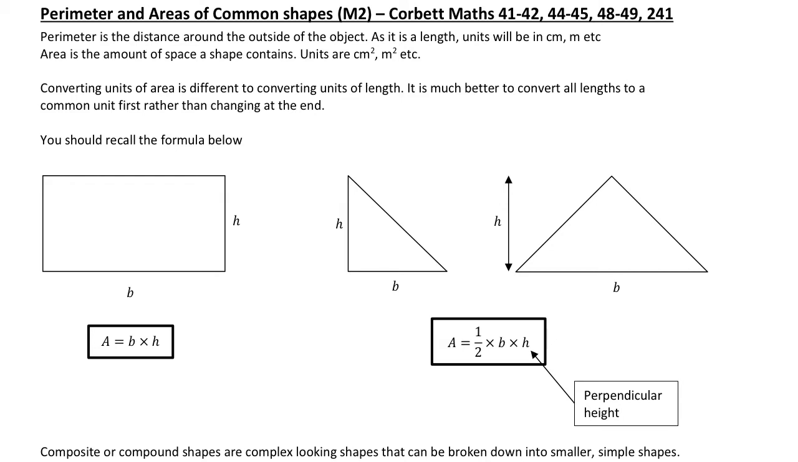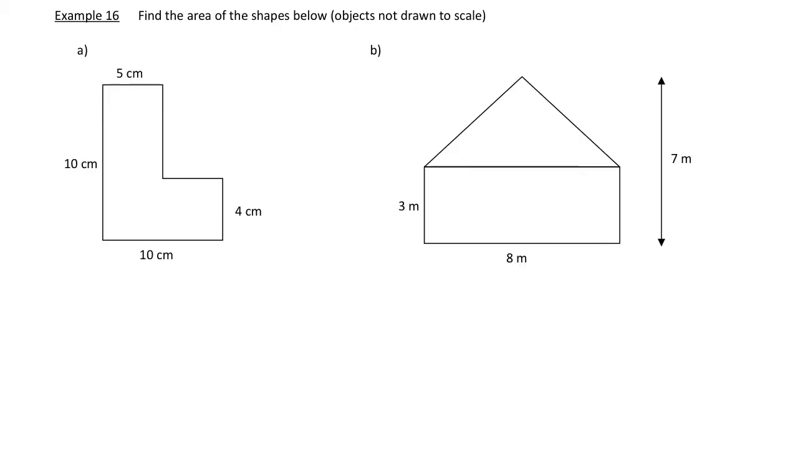Composite or compound shapes are complex looking shapes that can be broken down into smaller, simple shapes, and we find the areas separately and then add them together. So in example 16 here, we've got two composite shapes or compound shapes. And what we could do in the first one is split it into two rectangles. So we could put it into area 1 and 2. So we need to fill in some missing lengths.